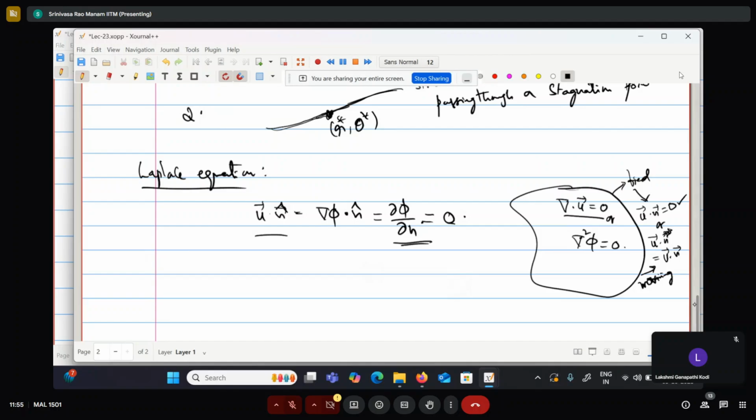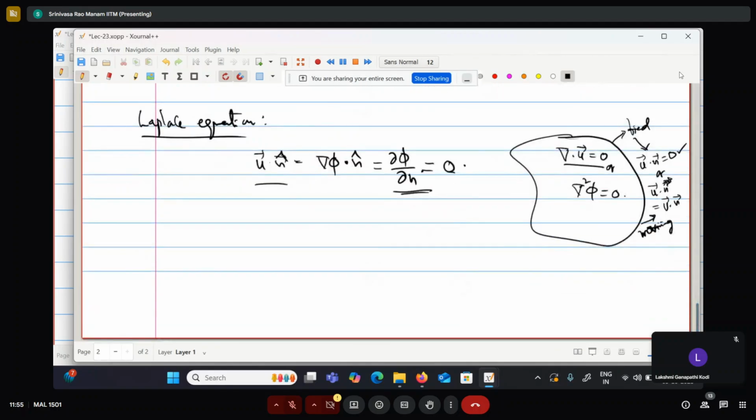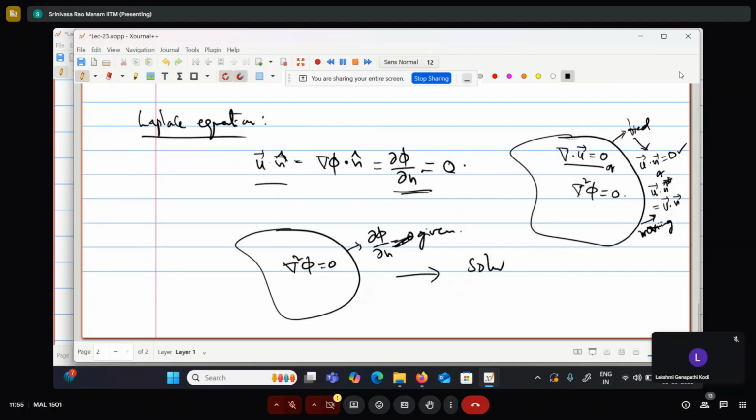So it is relevant in your fluid dynamics. It's relevant for the Laplace equation with the boundary condition dou phi by dou n. This is a Neumann condition. Either it is 0 or something else given on the boundary. Here del square phi equal to 0. In this case, the solutions are unique up to a constant.